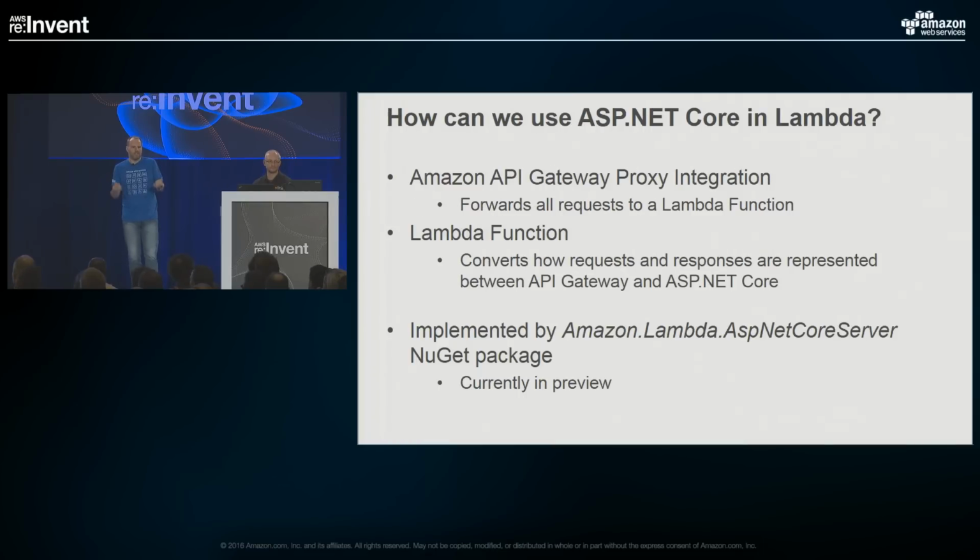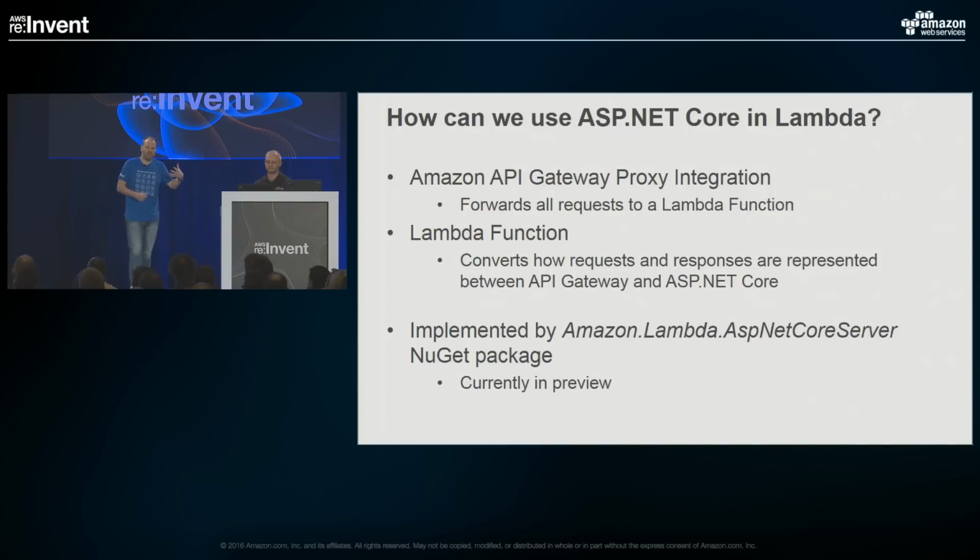So what we've done is, using the new API Gateway proxy integration feature that came out this fall, which allows you to essentially forward all requests to one Lambda function, we can do this. We have a Lambda function. It's going to use our new NuGet package that we just released today as well, called Amazon Lambda ASP.NET Core Server, which is currently in preview because we've really just scratched the surface of what you can do with this. We've basically turned this on, and we know we can do Web API, but there are a lot of things we can do. So let us know what you find to do, and we're going to keep working on this.